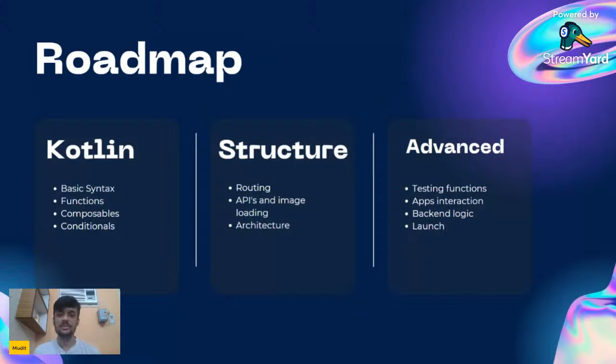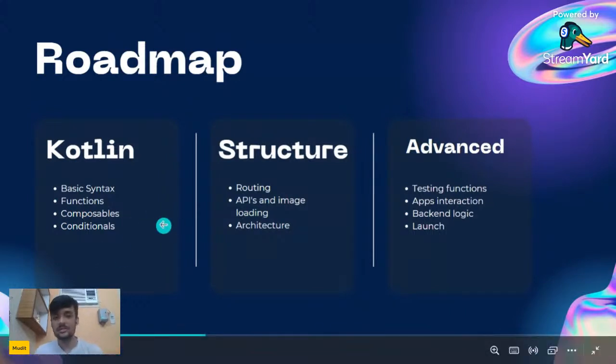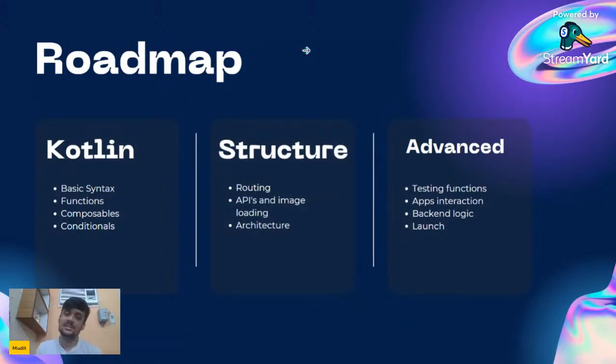The basic roadmap of learning Jetpack Compose is that you need to know a little bit of Kotlin. There's no need to go into too much depth, because Kotlin, to be fair, has adapted most of its paradigm from Java, so you just need to know the basic syntax, the functions, how to create functions, and how to create composables. That is a Jetpack Compose related concept that I'm going to be covering soon, and conditionals, how to use conditionals, because conditionals are the most basic use case in code. Anyways, now we go to structures.